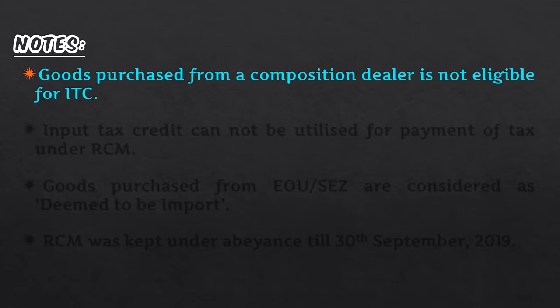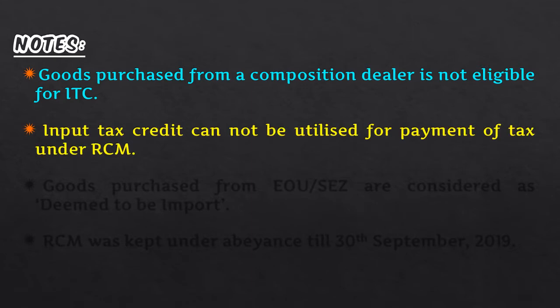And the next note that we need to consider is with respect to forward charge and reverse charge transactions. Input tax credit cannot be utilized for payment of tax under RCM. So when we are calculating total net GST payable, what we have done is we have written the output tax liability first, and then we have deducted input tax credit, and after that we have added reverse charge tax liability, right? The reason for adding reverse charge tax liability after deducting input tax credit is this: input tax credit cannot be utilized for payment of tax under RCM.